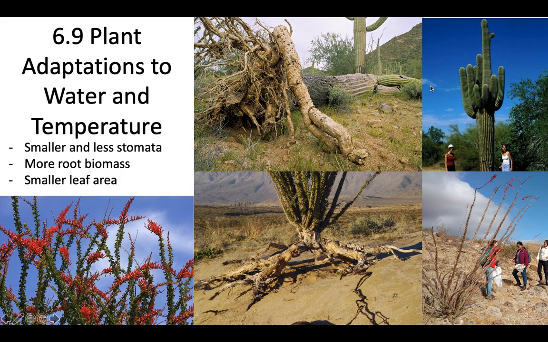Let's go back to the saguaro and ocotillo. Both of these plants are going to have smaller and fewer stomata. The saguaro, not necessarily. It does have pretty thick roots to support this, but the ocotillo for sure has more root biomass, and it also has smaller leaf area. So if you look at this picture here, they've got very, very small, tiny leaves.